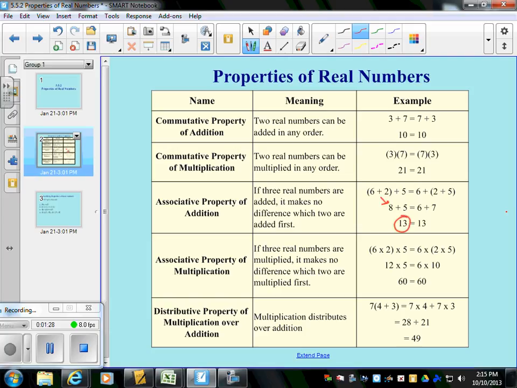Well, this is a little bit different than if we did the 2 plus 5 first and got 7, and then 6 plus 7 also equals 13. So once again, if three numbers are being added, it does not matter which two are added together first.